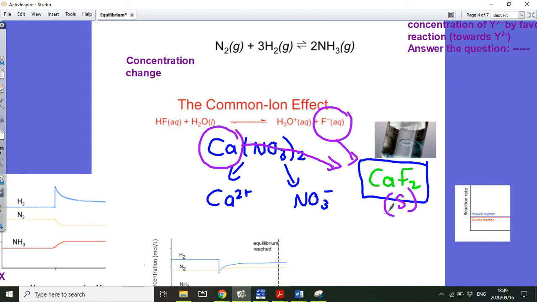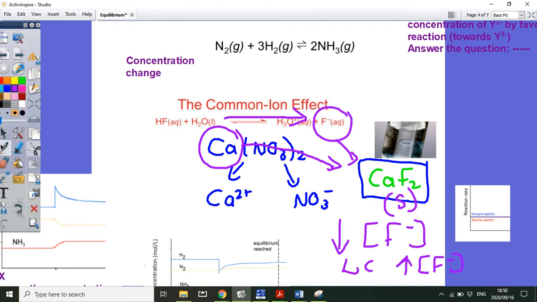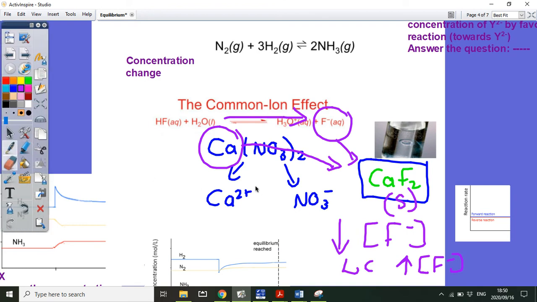So if you form this insoluble solid, the actual stress is the decrease in the concentration of the F minus ions. And if I've decreased the F minus ions, according to Le Chatelier, the reaction will tend to increase the concentration of the F minus ions. And if you look at that, it will favor towards the F minus ion. So this time my forward reaction will be favored.